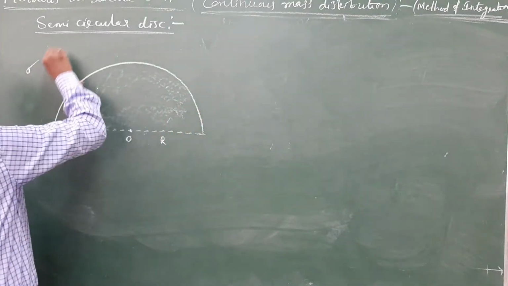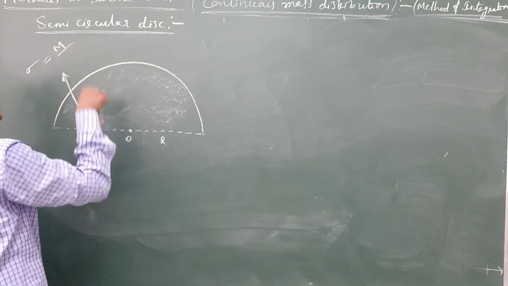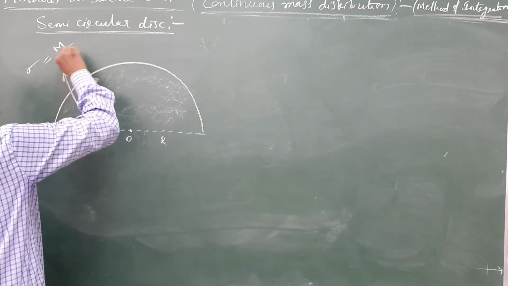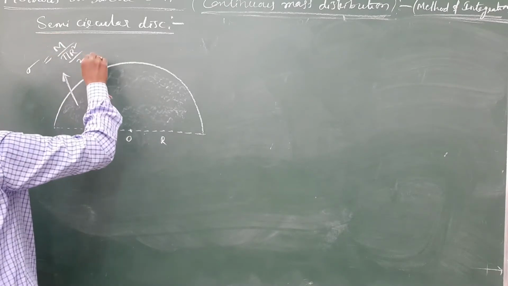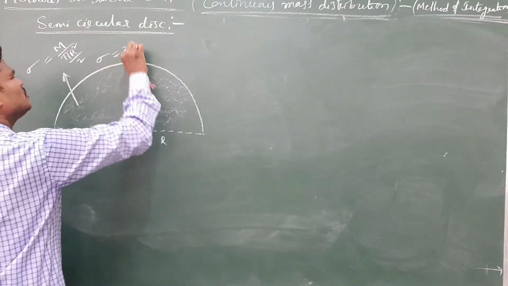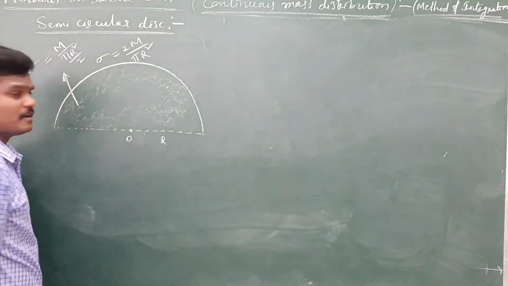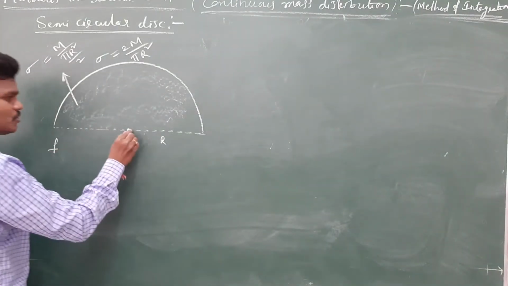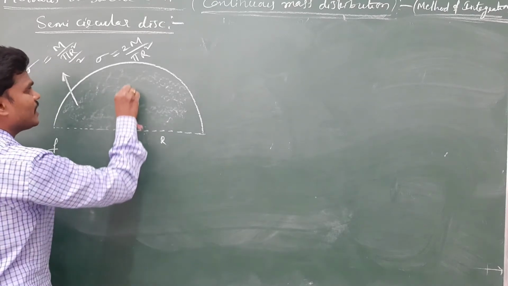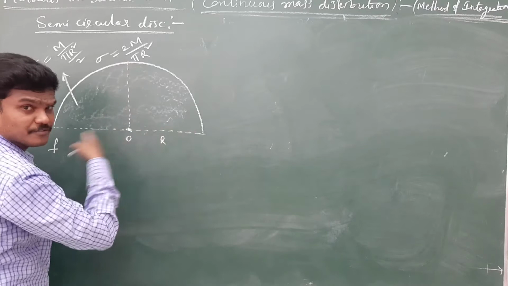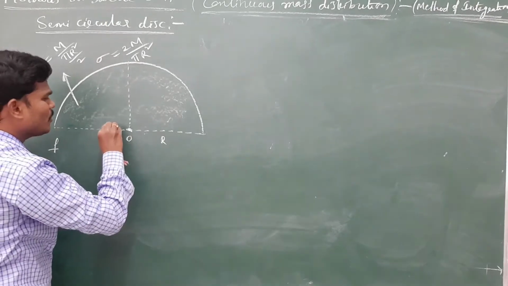Sigma is equal to mass by area. The area of the disc is pi r square, but this is a half disc, so we can write pi r square by 2. This 2 will come here. Then sigma is equal to 2m by pi r square. So this is sigma. To solve this type of question, take a small part. Again here also, due to symmetry, the x coordinate of center of mass is not possible, only the y coordinate is possible.